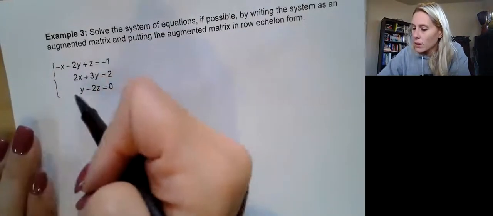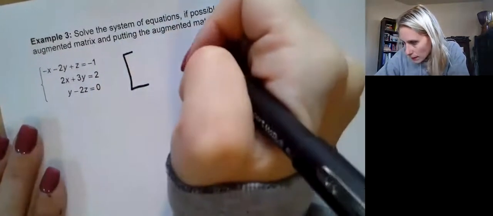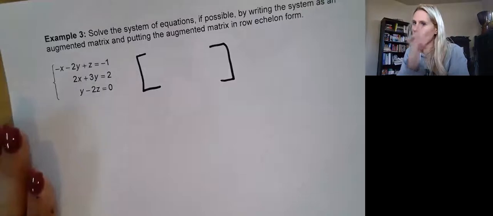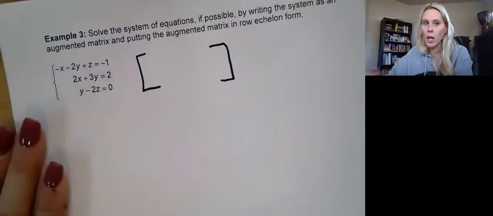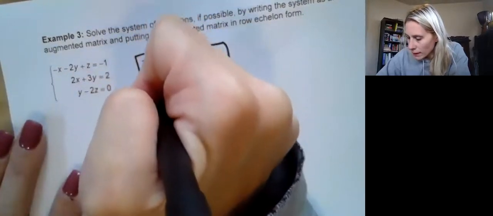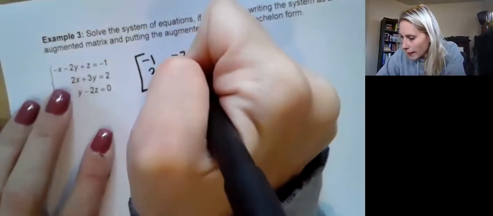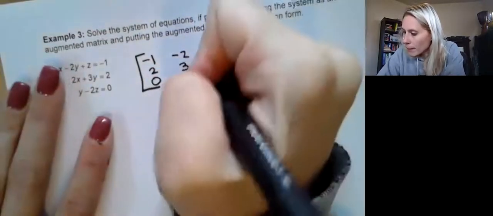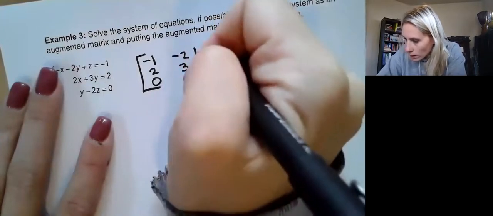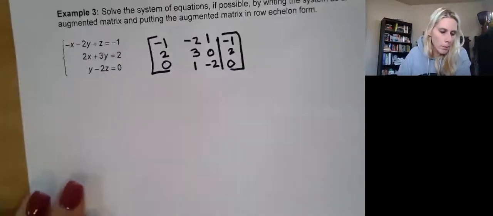Well, first of all, I see there's variables missing everywhere, right? So what I might do in this case, when I do my augmented matrix, is instead of going by rows, I'm going to go by columns. So let's look at our x's. I have a -1, a 2, and a 0. Then I look at my y's. I have a -2, 3, 1. Then I look at my z's. I have a 1, 0, -2. Then my equals, right? -1, 2, and 0. So you got to be careful with those zeros.